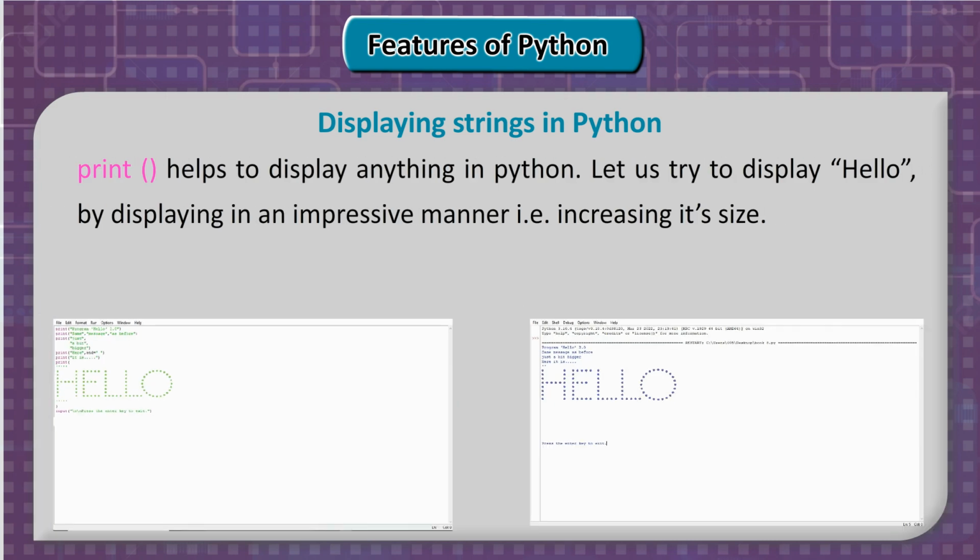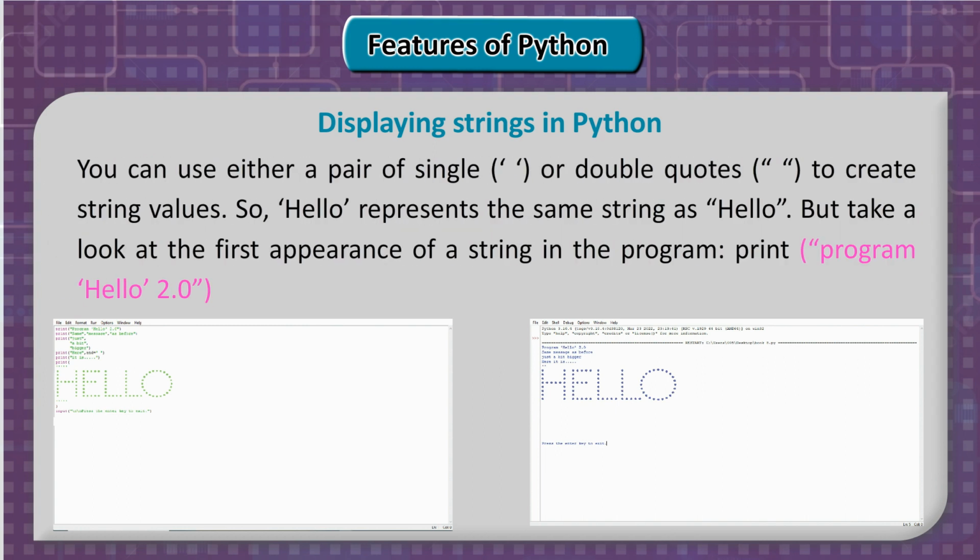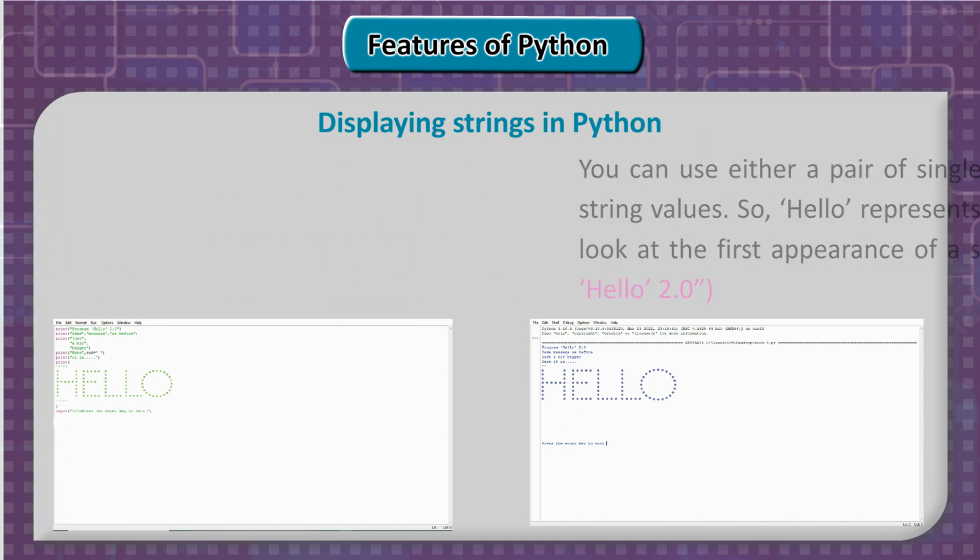Displaying strings in Python. Print helps to display anything in Python. Let us try to display hello in an impressive manner, i.e. increasing its size. You can use either a pair of single apostrophes or double quotes to create string values. So, 'hello' represents the same string as "hello". But take a look at the first appearance of a string in the program, print, program hello 2.0.